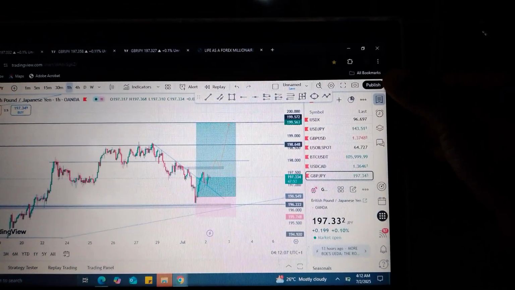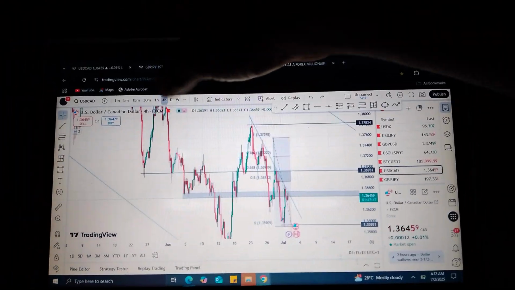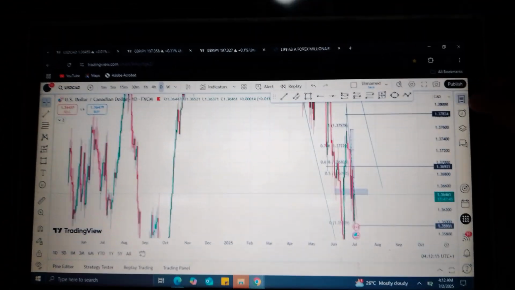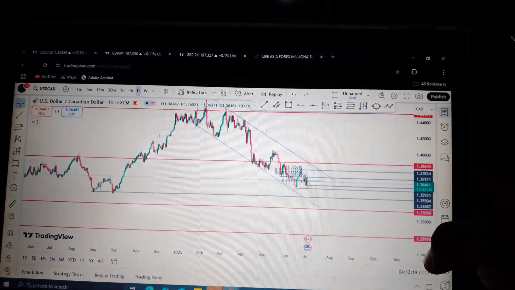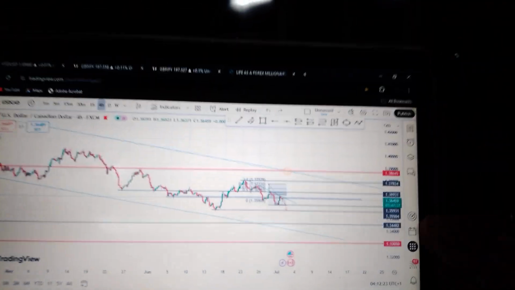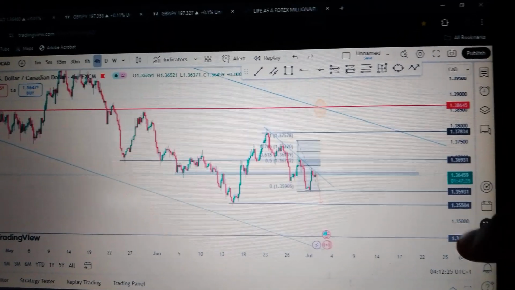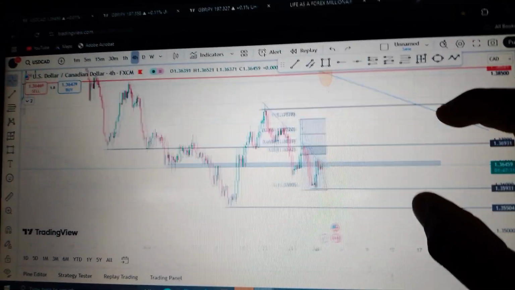So let's check other pairs. On USD CAD, I actually don't trade USD CAD, but recently I was seeing this downtrend that makes a lot of sense. That's why I'm trading it. So this is USD CAD. I made some good amount of trades. I think 2 trades. One was a winner, one was a losing trade. So this is what I'm expecting on USD CAD right now.